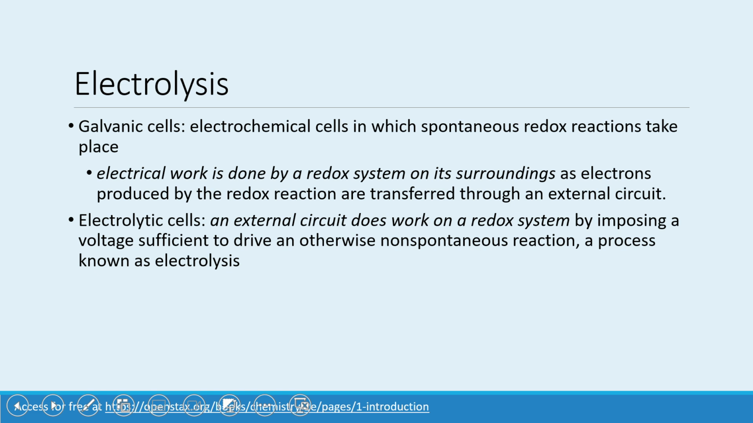And then real quick, before we dive into some examples using the Nernst equation, you just need to have a basic definition of electrolysis. So you can go in your textbook and read a whole section in depth on electrolysis. But for this class, you just need to know that electrolytic cells are going to be the opposite of galvanic cells, right? So galvanic cells are where spontaneous redox reactions occur, and electrolytic cells are going to be where non-spontaneous reactions occur. And so you've got to have an external circuit that does work on the redox system in order to have that non-spontaneous reaction occur.